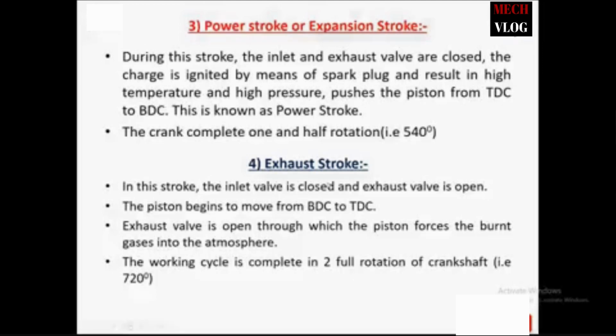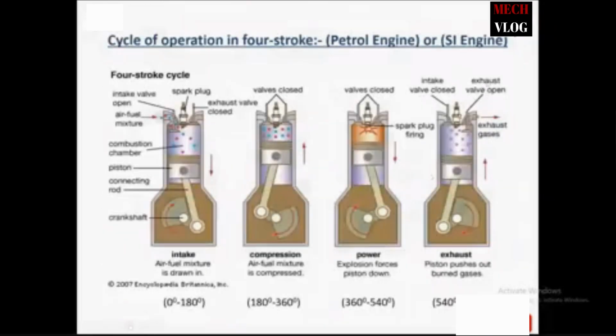The next one is the exhaust stroke. In this stroke, the inlet valve is closed and the exhaust valve is open. The piston begins to move from bottom dead center to top dead center. The combustion gas moves out through the exhaust valve. So our crankshaft completed 540 to 720 degrees. That means the crankshaft completed 2 revolutions, and the piston completed 4 strokes.